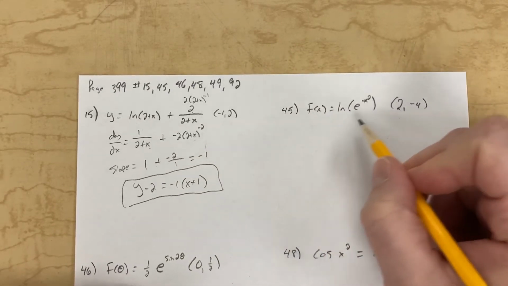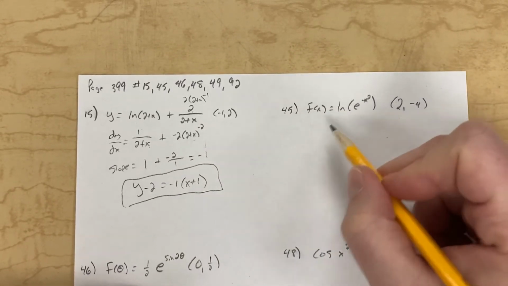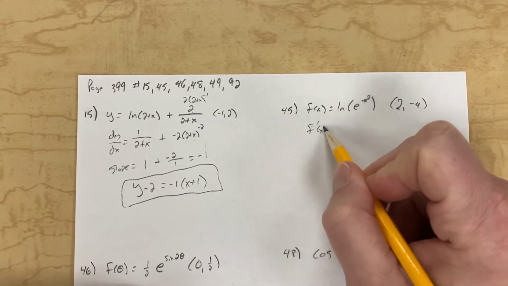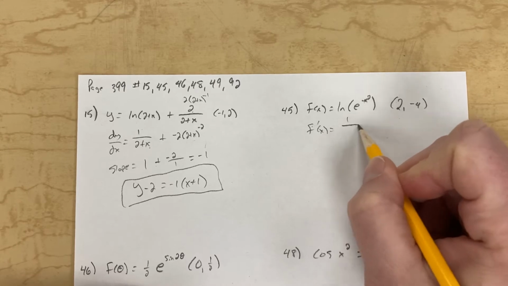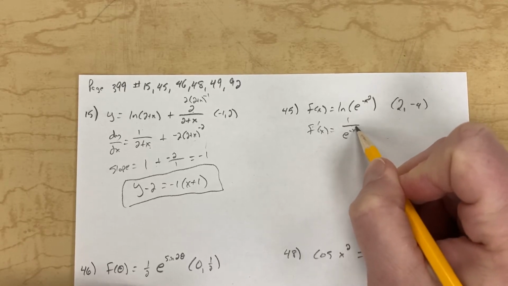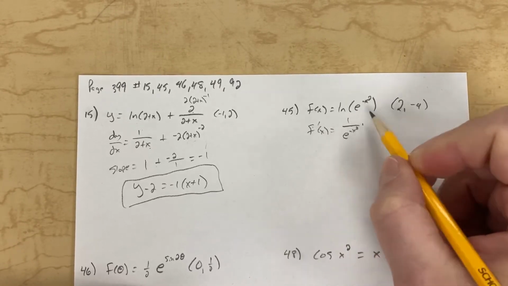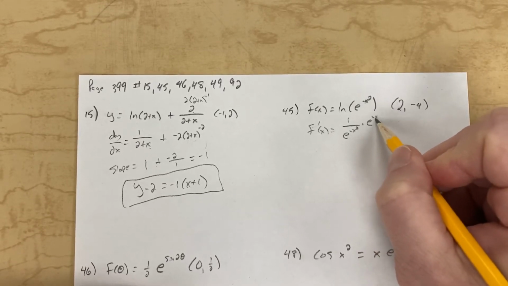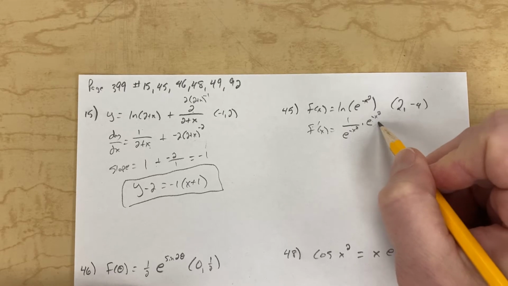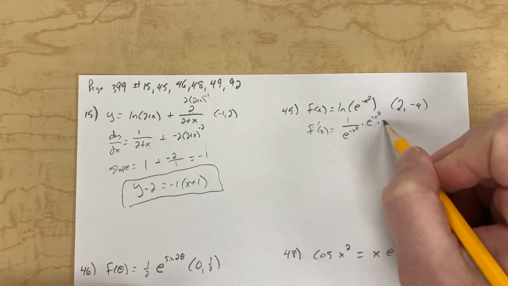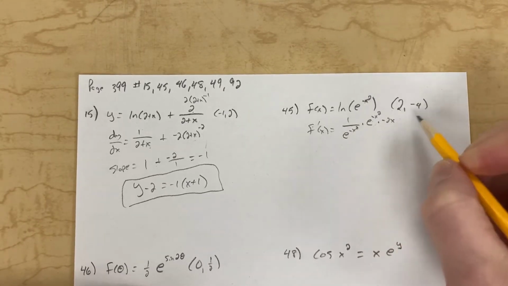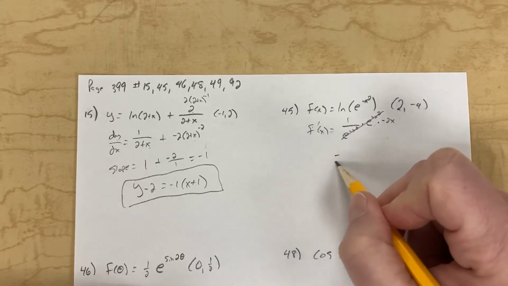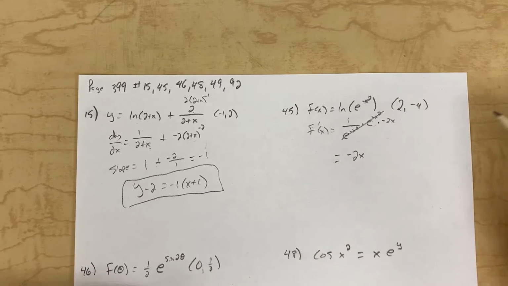Similar idea here on 45. We're trying to find the equation of a tangent to this function. So we already have the point. So we're going to take the derivative. Derivative of natural log is 1 over whatever's inside of it times the derivative of what's inside of it. So the derivative of e is its own thing. Remember, we just repeat e times the derivative of the exponent, which is negative 2x. Something kind of weird happens here. These actually end up canceling out. And so we end up with the derivative is just negative 2x.